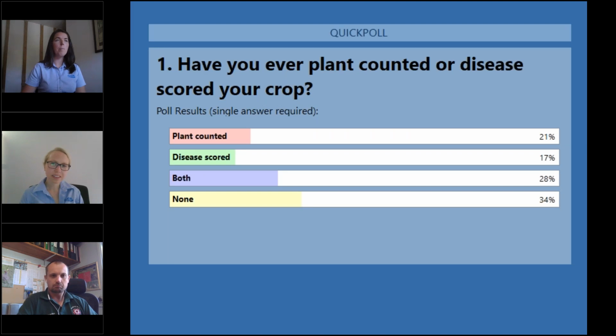So we've got 21% of you that have had a go at counting your plants before, 17% of you that have done disease scoring, 28% of you that have done both, and 34% of you that haven't done anything. Great, so a real mixture of people with different experiences, and I'm sure different questions for those of you that have done it already, and for those that haven't done either, hopefully you'll be able to pick it up as we go through.